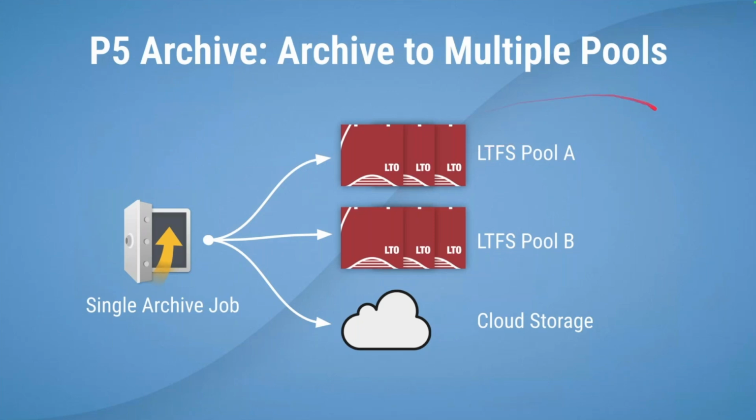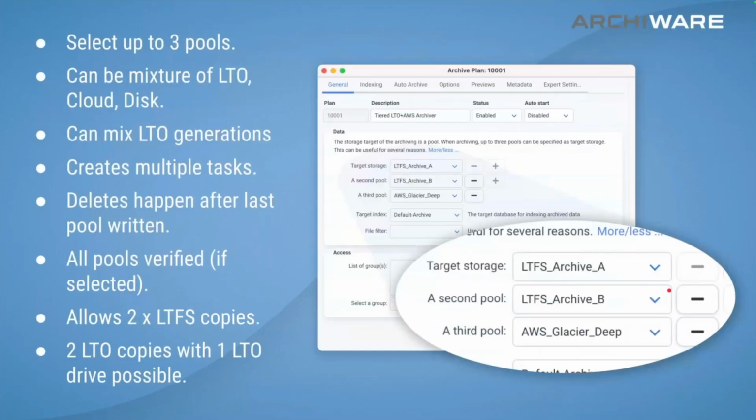In terms of what this looks like in the UI, you can just press the plus button to add the second pool and press it again to add the third pool. I've added all 3 here for my screen grab, but you can see there's just 1 index. So files that you're archiving are going to get entered into one index, but the index entry is going to point to all 3 pools. By filtering the index, you would be able to choose which pool you want to restore the files from.